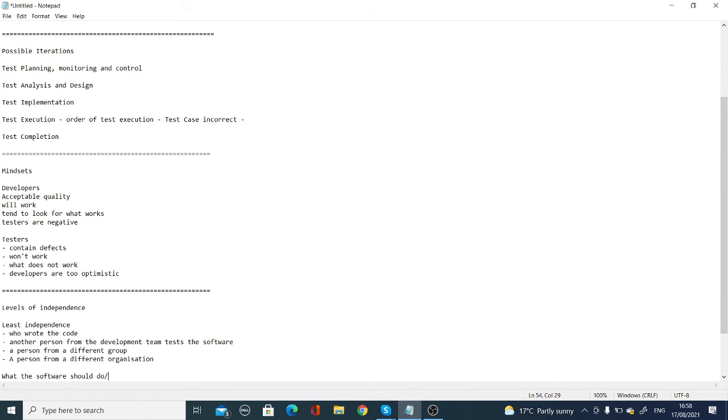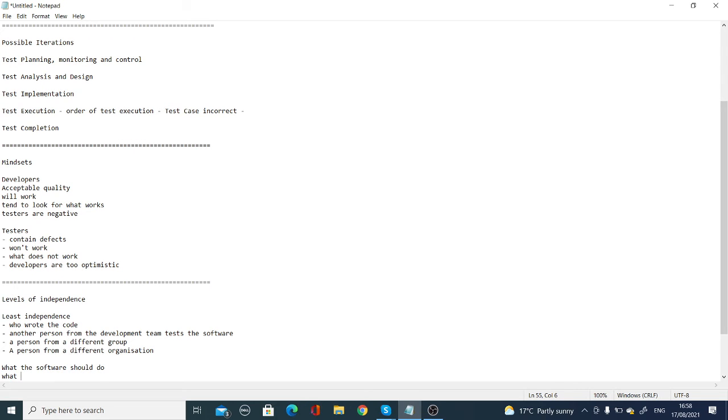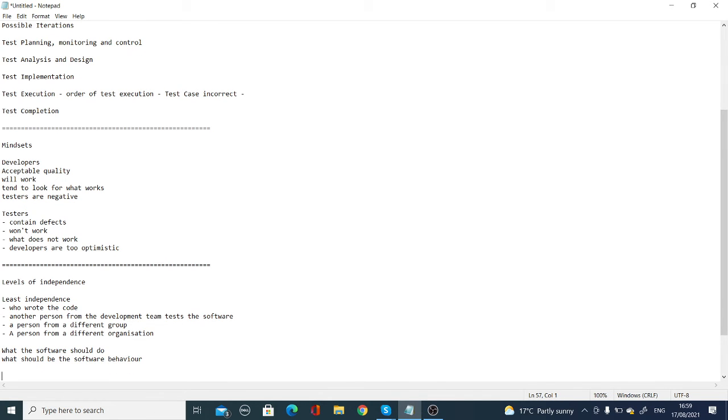What is the software? What should be the software's behavior? And this is the reason this person who is working outside the organization will find the most and unique defects or bugs. And because of this, the software becomes more stable.